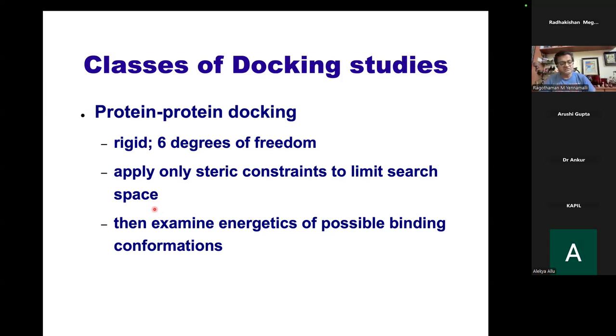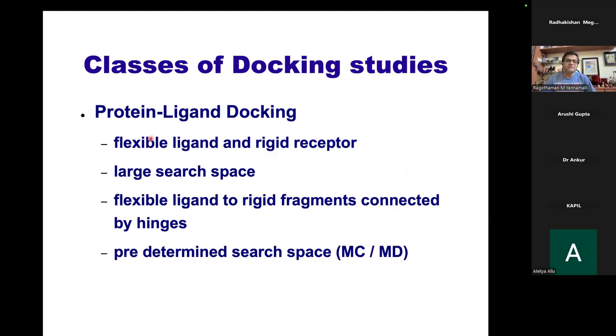So this is very easy to do, and this solves a lot of things. You only have 6 degrees of freedom, only for one molecule, and you do not take into consideration the flexibility of the molecule that you're moving. And you can examine the energetics of the possible binding conformations. So you have protein-protein docking with rigid body movement, and you can have protein-ligand docking also in rigid body docking.